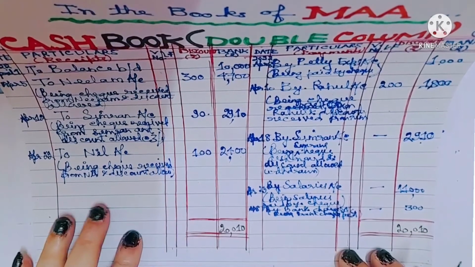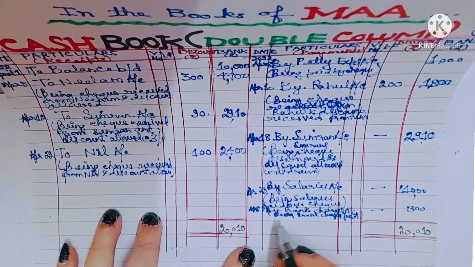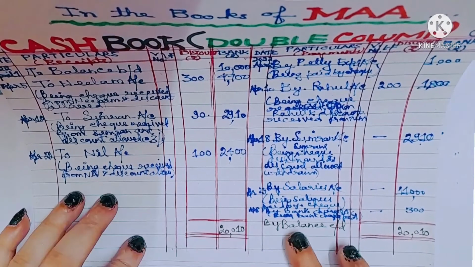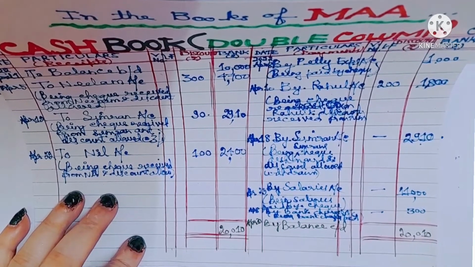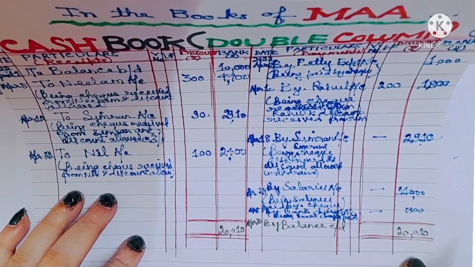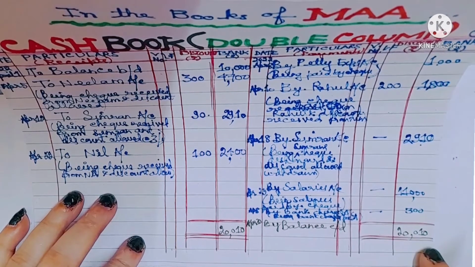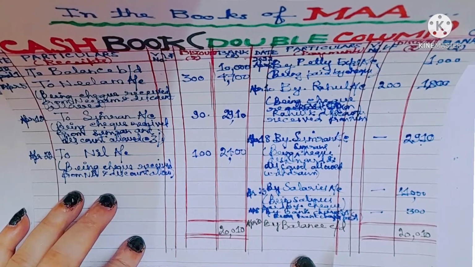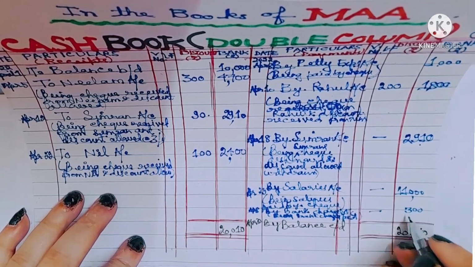So what is the balancing figure? Because there is a shortfall on the credit side in the bank column, we'll have to write by balance c/d. The date will be the last day in the month of April. So what will be the balancing figure in the bank column? The total of bank column on the credit side is 17,010 rupees and the total of bank column on the debit side is 20,010 rupees. So deduct the total of credit column from the total of debit column. So we'll get 3,000.